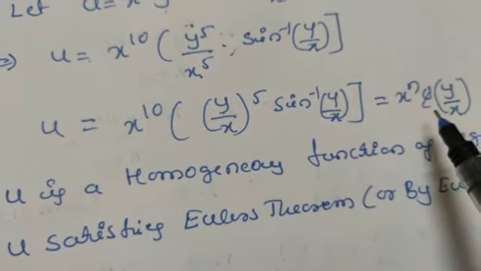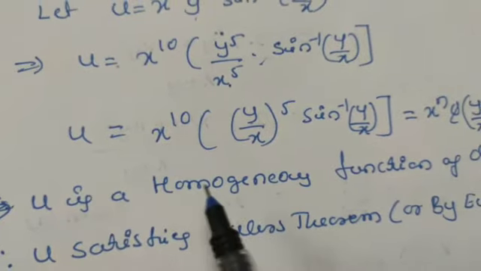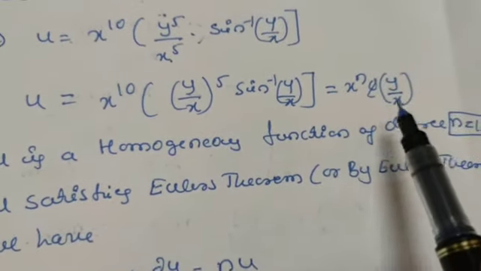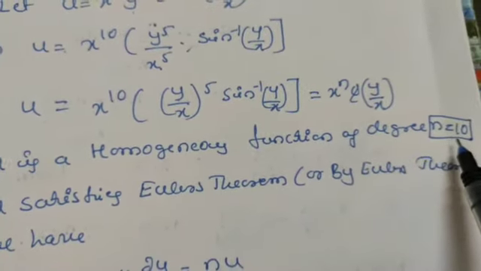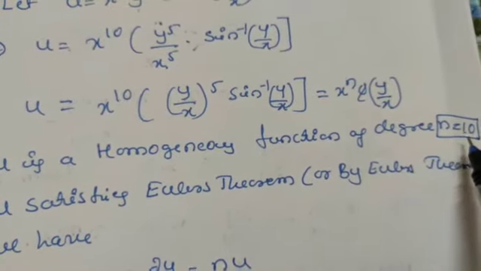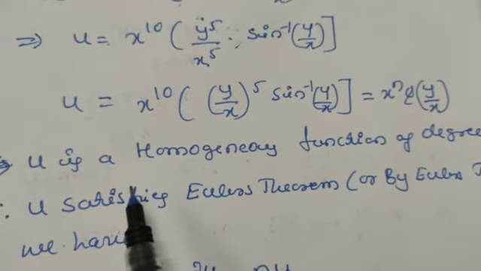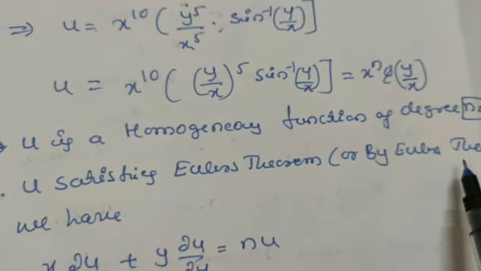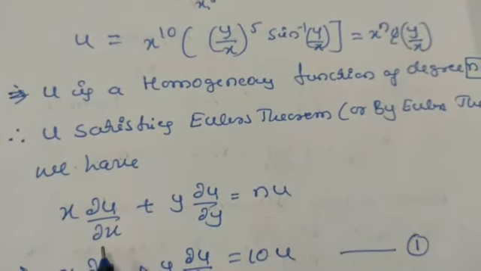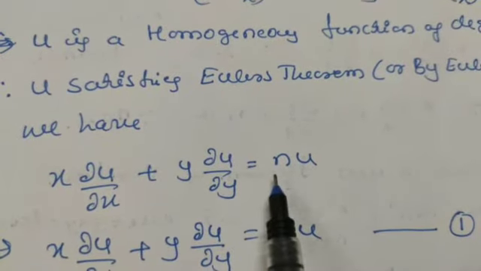which is the homogeneous form. So therefore this implies here u is a homogeneous function of degree. Here this power n, compare these two, you will get here n is equals to 10. So u is a homogeneous function of degree 10. We know homogeneous functions satisfy Euler's theorem. Therefore by Euler's theorem we have x into dou u by dou x plus y into dou u by dou y is equals to n into u.